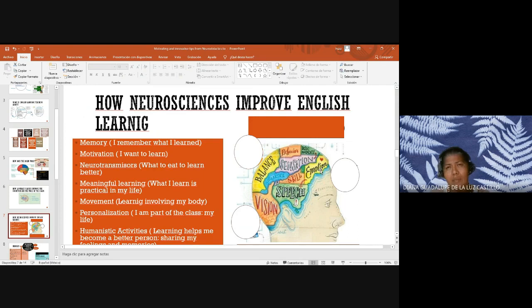So what is the demand now for teachers? Teachers need to implement activities for students to have sensations, emotions, practice the language, speech, and have a balance between all these activities. So neurolinguistics and neurosciences are concerned about how to improve memory. And what do students say about this? I remember what I learned, if what I learned is something meaningful.